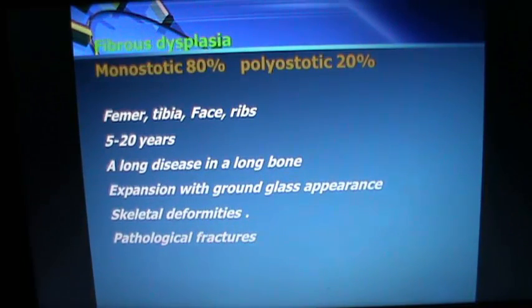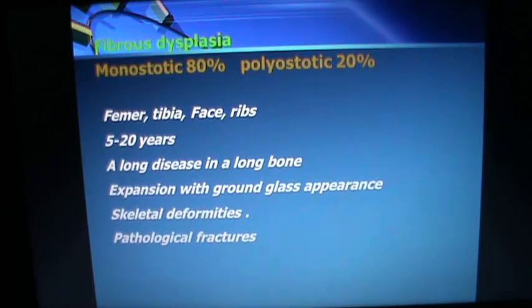Fibrous dysplasia is not a tumor. It is a dysplasia, could be monostotic, could be polyostotic. The monostotic form could be confusing because sometimes it reacts like a tumor in appearance, in morphology. So that's why we put it here. It can affect any part of the body.